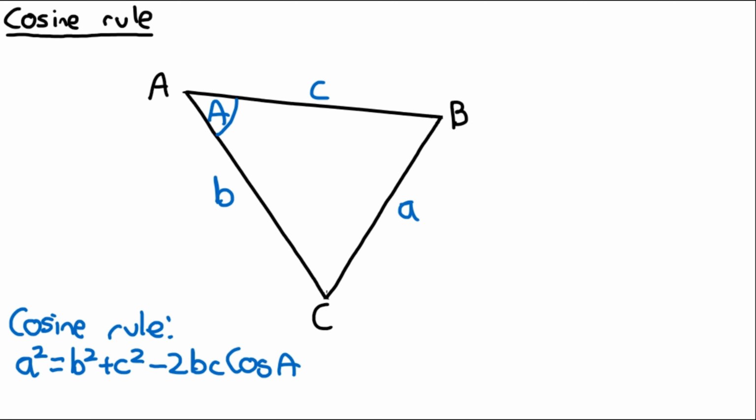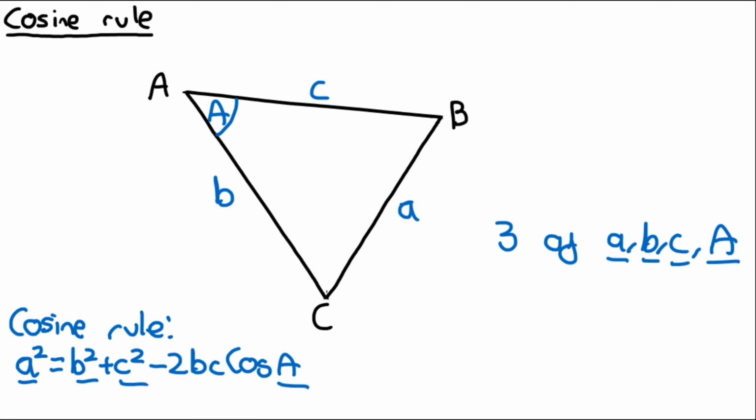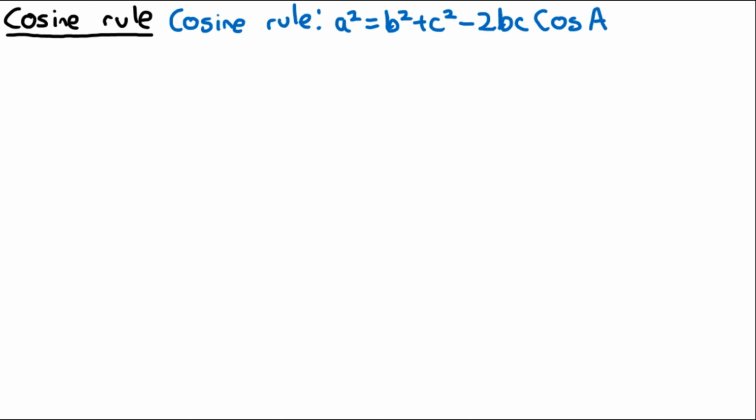Now with the cosine rule, what's nice about it is that if we know 3 of a, b, c and capital A, the angle, we can therefore figure out the other one. So let's say we know b, c and the angle A, therefore we can figure out a from that. And the other nice thing about the cosine rule is we can use it for any triangle, not just right angle triangles. So you can use the cosine rule in 2 instances, and you should remember these 2 separate instances.